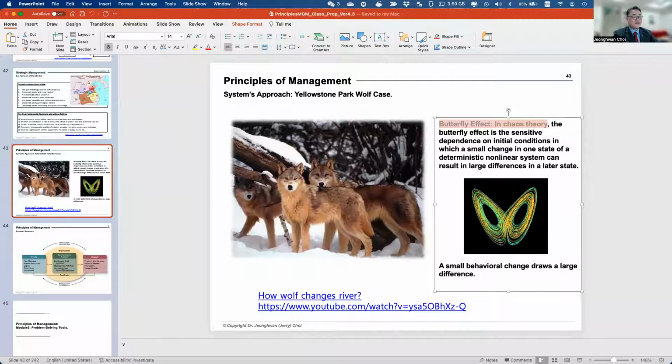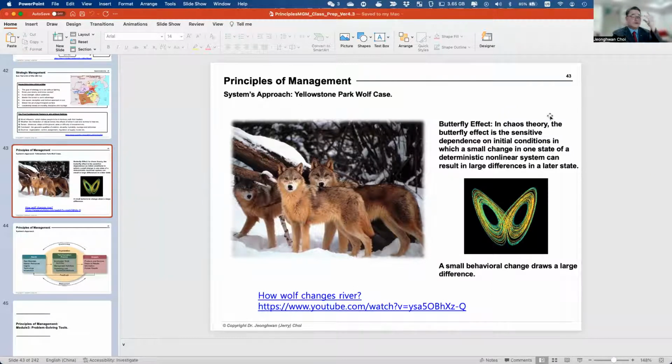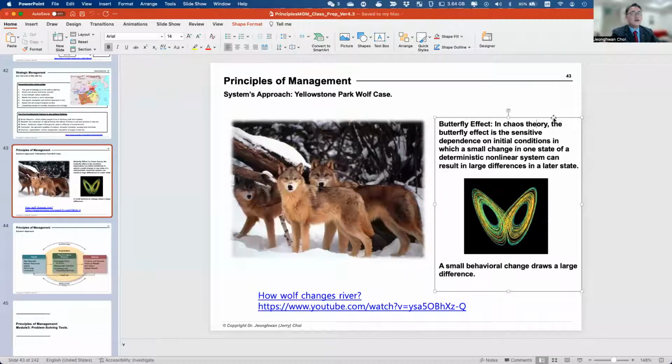Chaos theory comes from systems theory. And among the many different systems approaches, there is nonlinear system dynamics. I was one of the nonlinear system dynamics controller engineers. In chaos theory, the butterfly effect is the sensitive dependence on initial conditions in which a small change in one state of a deterministic nonlinear system can result in large differences in a later state. For example, when a small butterfly flaps its wings in Beijing, 1 or 2 days later, New York City will have a large storm.